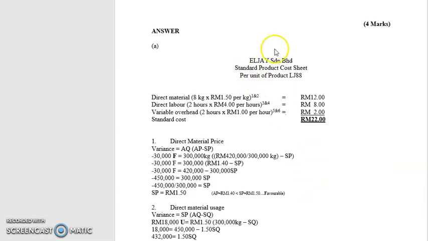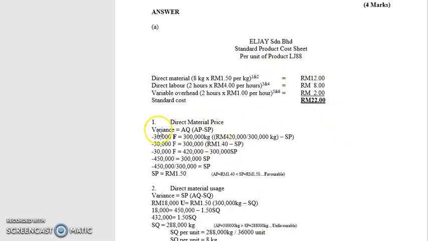So you put the headers, and then the product cost sheet is direct material, plus direct labor, plus variable overhead. And you get 22 RM, sorry about that. So how do you get this number? This is how you get this number for direct material price. The variance is favorable, so you put it as negative. And you get the selling price is 1 ringgit and 50 cents, RM.